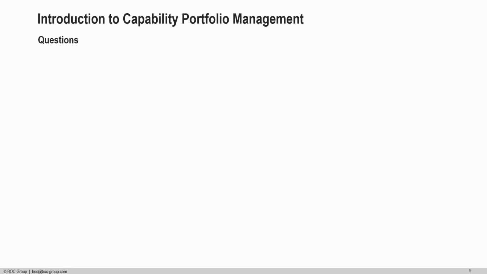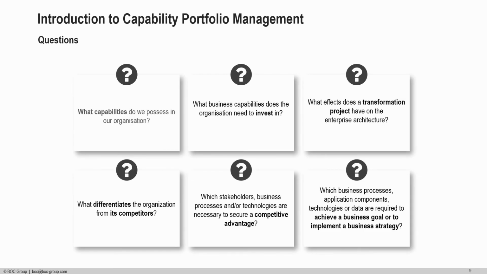Next, we will focus on the typical questions concerning capability portfolio management. So mainly which questions it can help us answer and what we can learn from it. Of course, the central and most general question is what capabilities does the organization have at all? But we also need to focus on which of them are worthy of further investments, especially when thinking about the organization's future. Other than that, it is also important to focus on what differentiates us from our competitors.